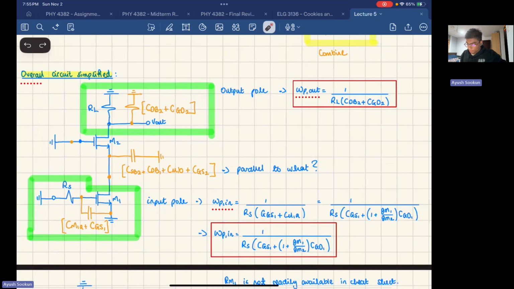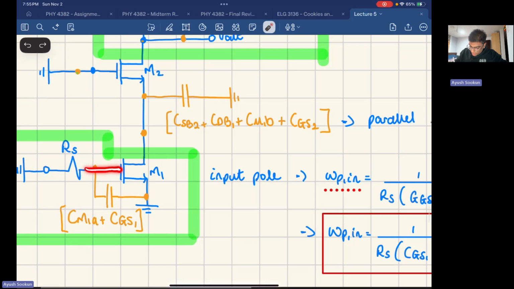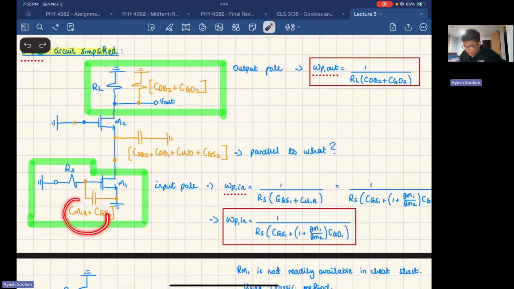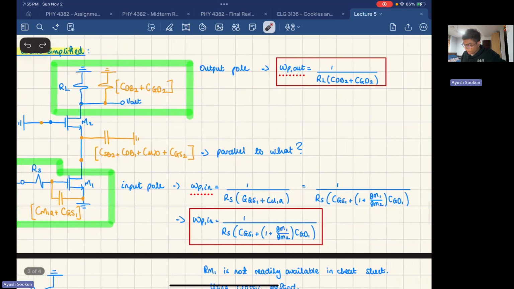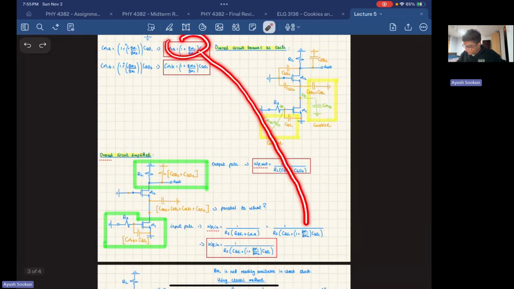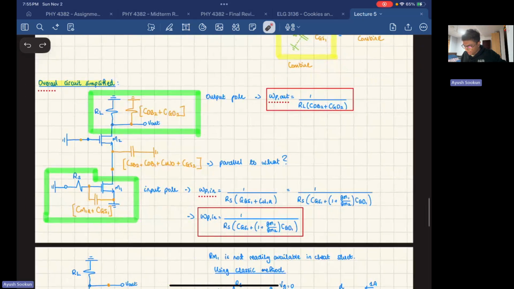Okay. But for the last part, I'm just going to look at this one. So we have this right here, CM1A plus CGS1. Over here, they're connected to the same point, and at the other part, they're connected to ground on both sides. So these two are in parallel. So your input pole is going to be 1 over RS times this capacitor. All right. And then what is CM1A? CM1A is this big fat equation we had right here. So I can replace it right here into my gain equation. So this is my omega P input. All I did here is nothing too crazy, I had this in parallel with that. CM1A I calculated before, so I replaced it in my equation here, and this is my input pole.